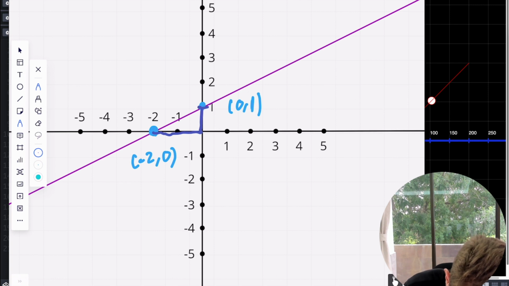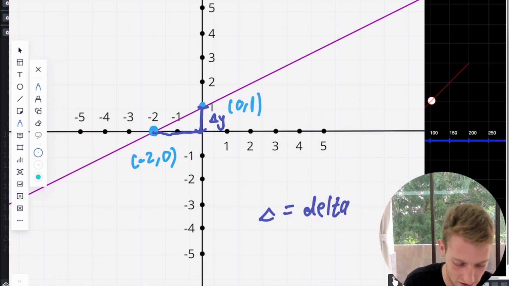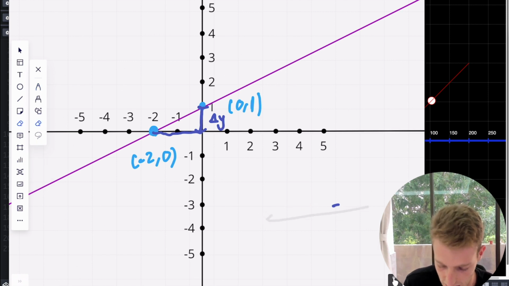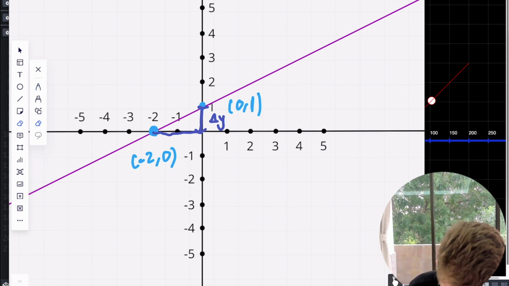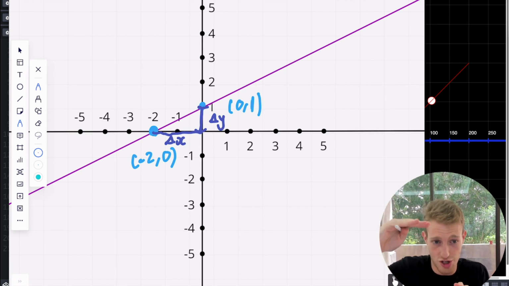So this change in y, I'm going to put a triangle. That triangle is often referred to as delta, which is another fancy word for change. We're fancy over here, so we're going to use fancy symbols. So that's delta y, or change in y. And then this over here is change in x. So how much do we change our x, how much do we change our y?